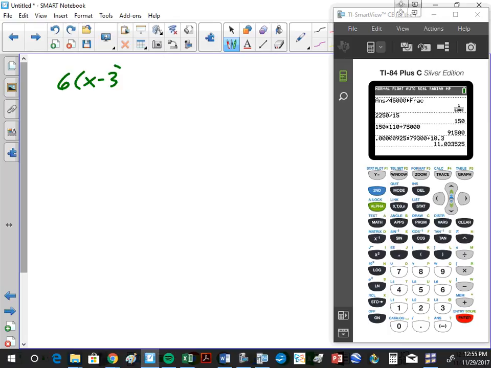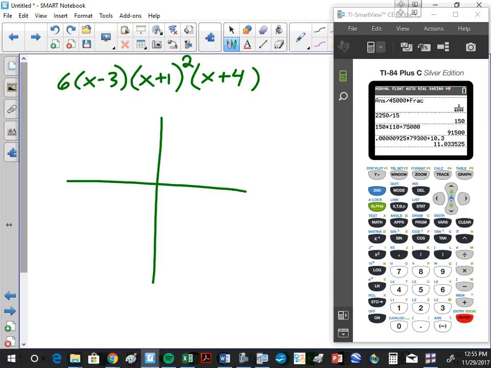6 times x minus 3 times x plus 1 times x plus 4, and let's square this one. What type of graph am I looking at? This one is an x to the fourth. Okay. And is it a positive x to the fourth or a negative x to the fourth? Positive. So what do the ends look like? This one's going up, and this one's also going up. Okay. And I hit at -4, and at -1, and at 3.